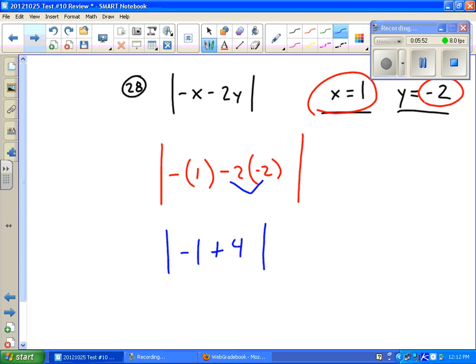So now we have negative 1 plus 4, opposite signs, subtract their absolute values. 4 minus 1 is 3, and 4 had the higher absolute value. It's positive, so it'll be a positive 3. It'll be the absolute value of that, which means how far away from 0 is it? It's 3 away from 0.